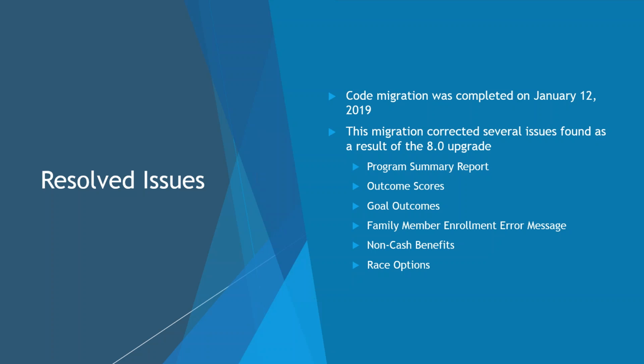And last too, the non-cash benefits section had a few additional features that needed to be removed so that we were in compliance with HUD. So those additional features have been removed, and our list of non-cash benefits is now accurate. Similar to that issue, if you were using the add and enroll family member feature, the race selection had additional options as well, which needed to be removed. So those also have been removed with this past code migration, which is great news.